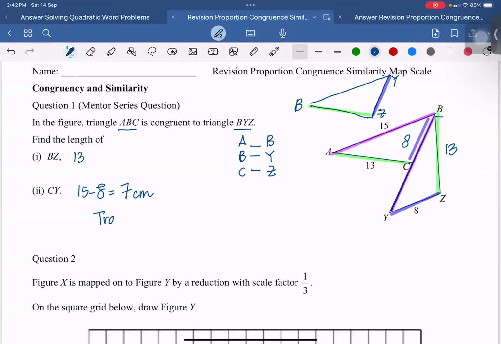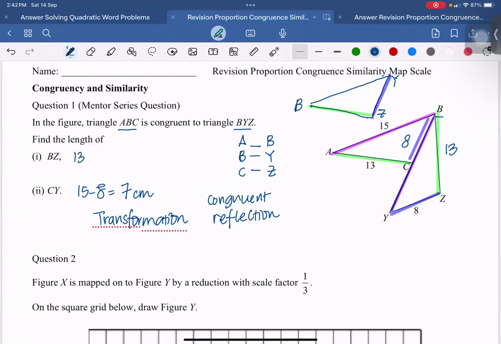In your Sec 2 notes, do you even remember? There are certain types of transformation that will give you congruent triangles, and certain types of transformation will give you similar triangles. Let me tell you the congruent triangles first. For things that are congruent and remain in the same shape, some transformation, number 1, reflection.